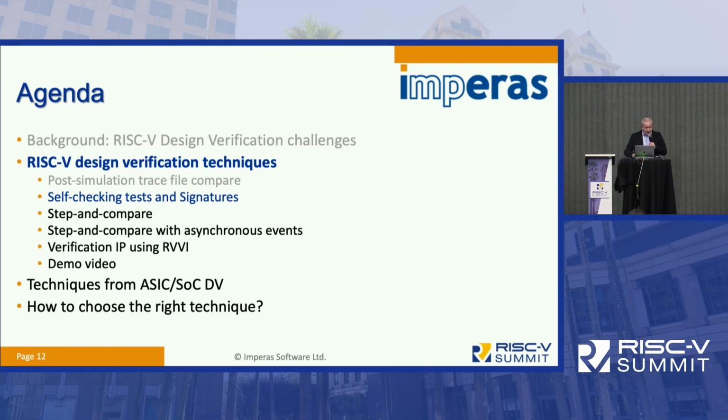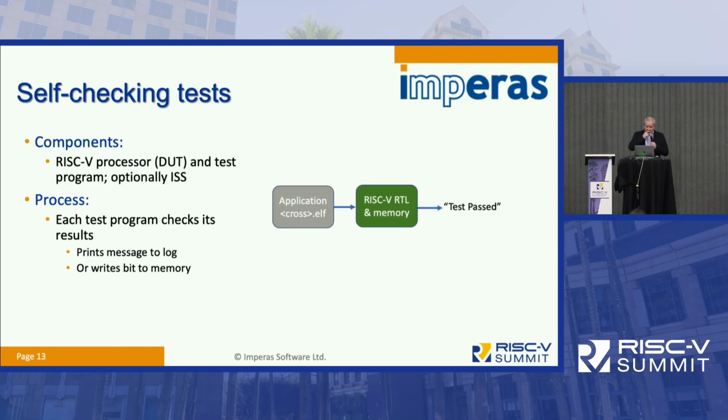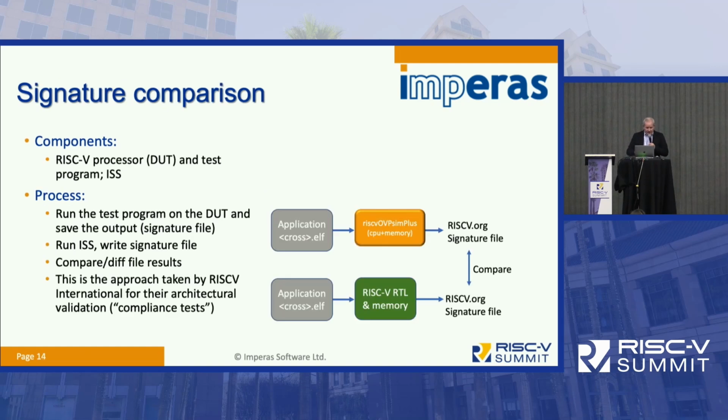Okay, let's move on to self-checking tests and signatures. In this approach with self-checking tests, typically you have a program that produces a known result. It could even be something that says, in the program, I'm going to add 2 to 3, I expect to get 5, and if I get 5, I'm going to print the message, test passed. Pretty simple stuff. And then signature comparison is something that's done as part of the ACT group, the architectural compliance.